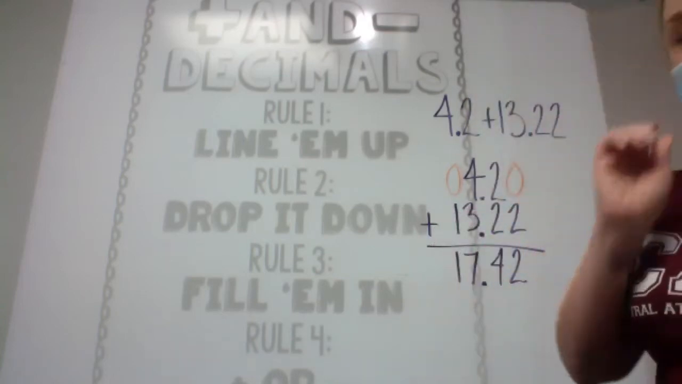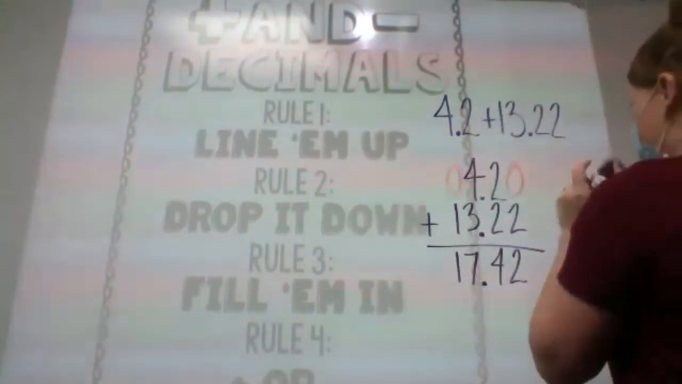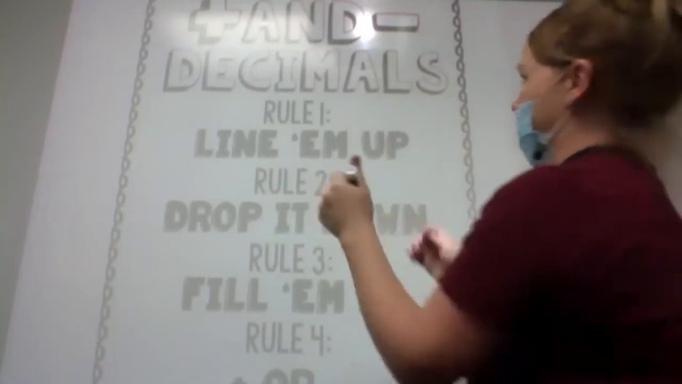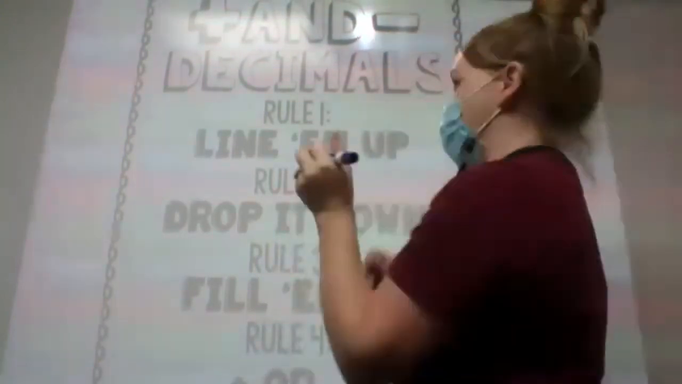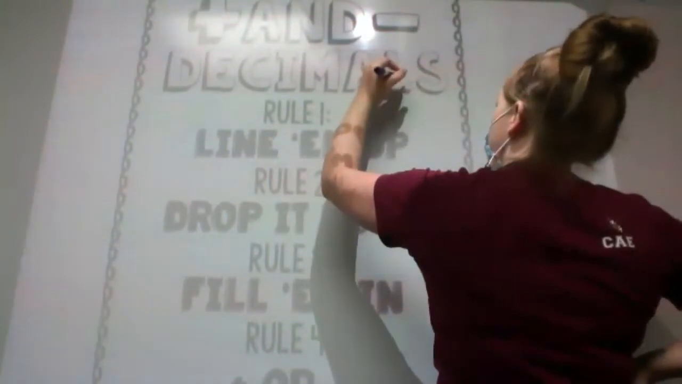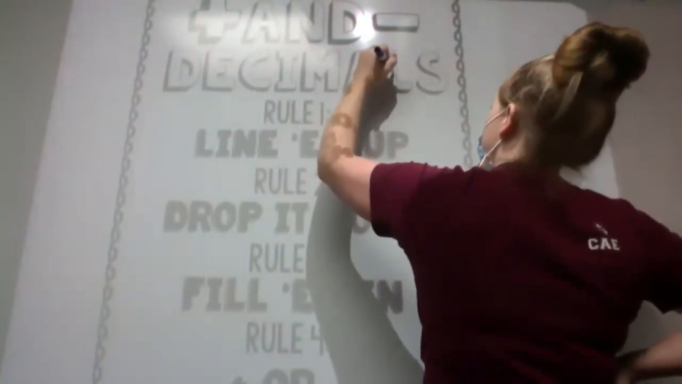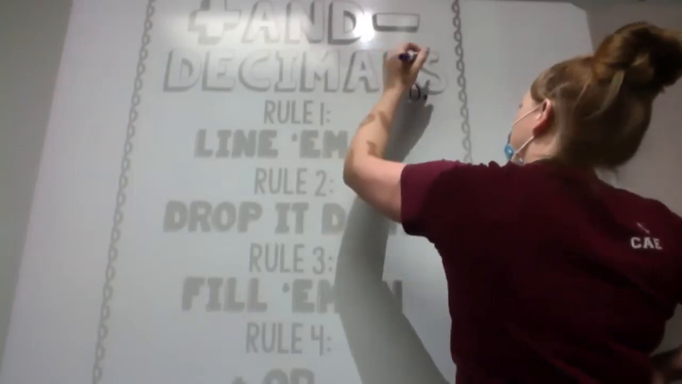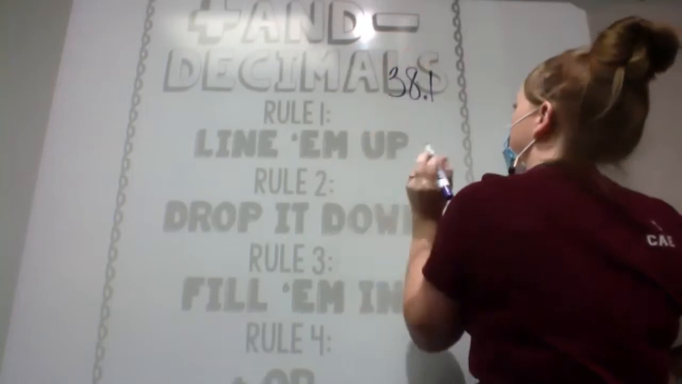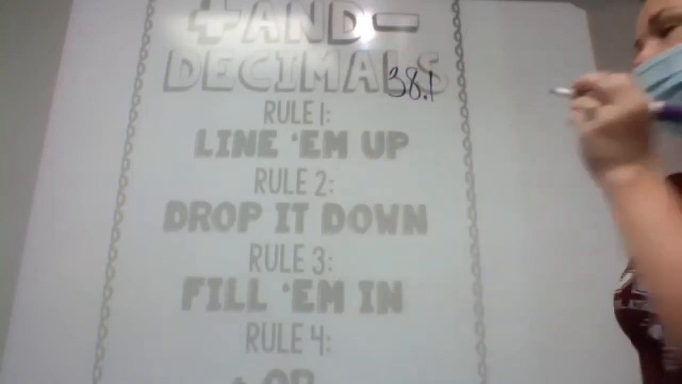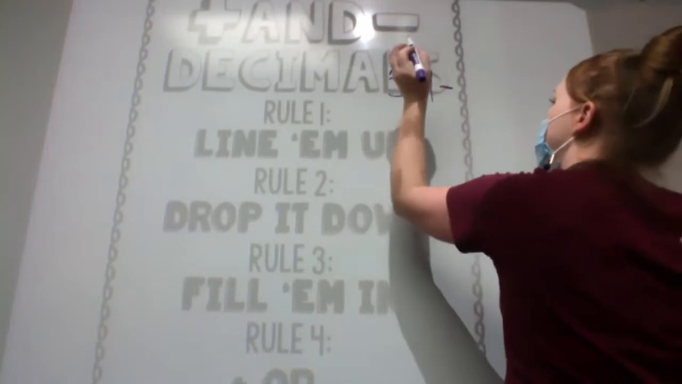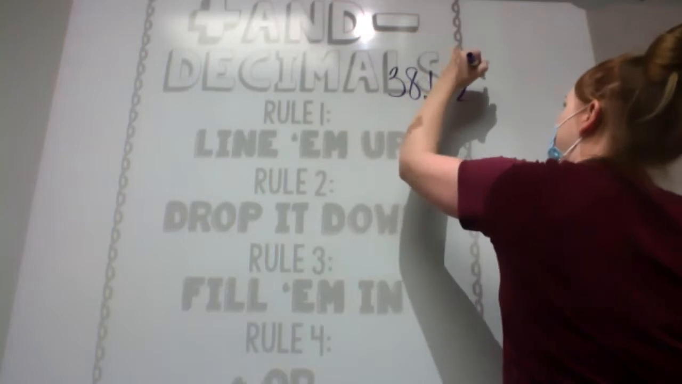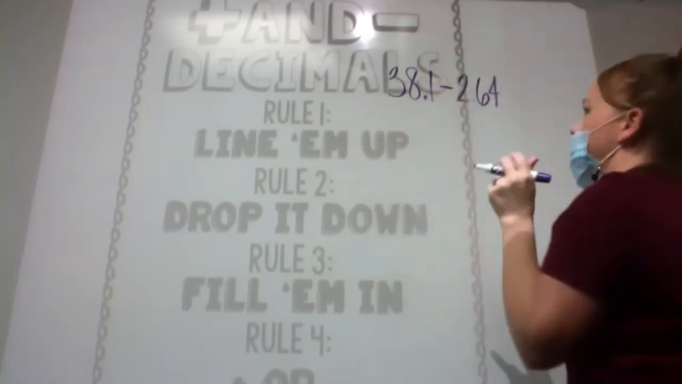Let's do one subtraction, okay? To get our little brains fresh. Okay, same thing. I'm going to write it sideways so then you have to rewrite it. So let's do 38 and 1/10 minus 2 and 64 hundredths.